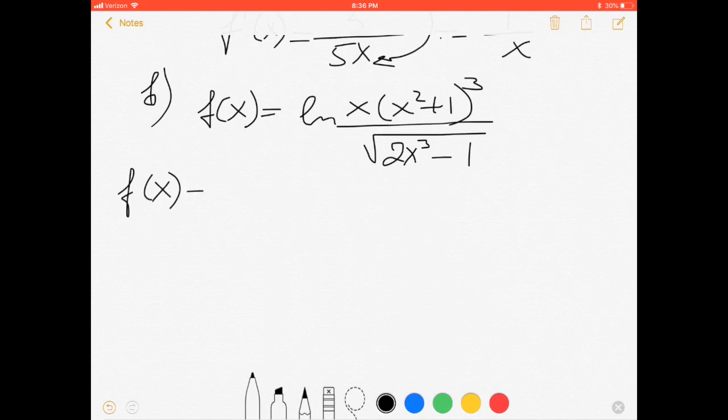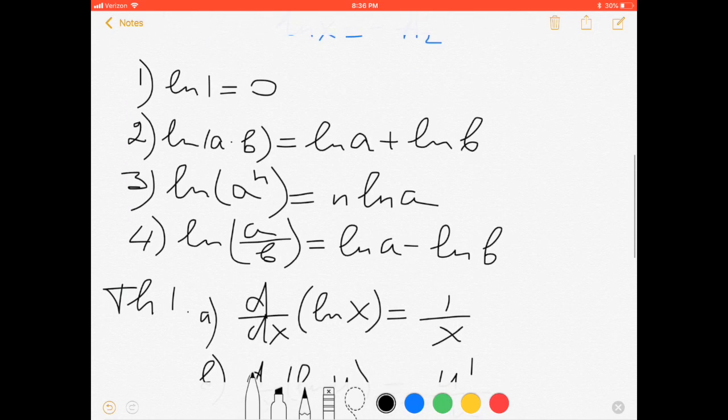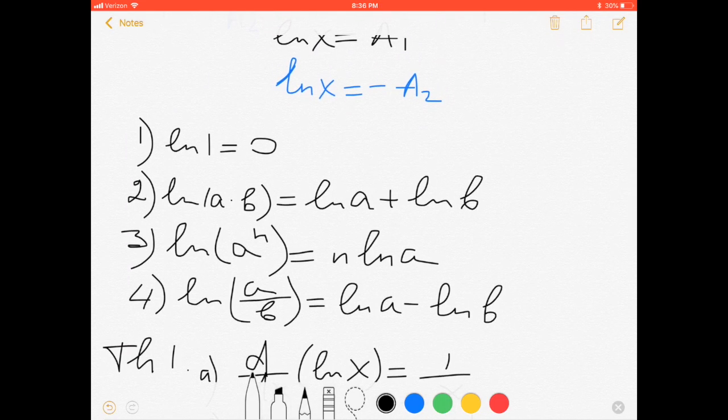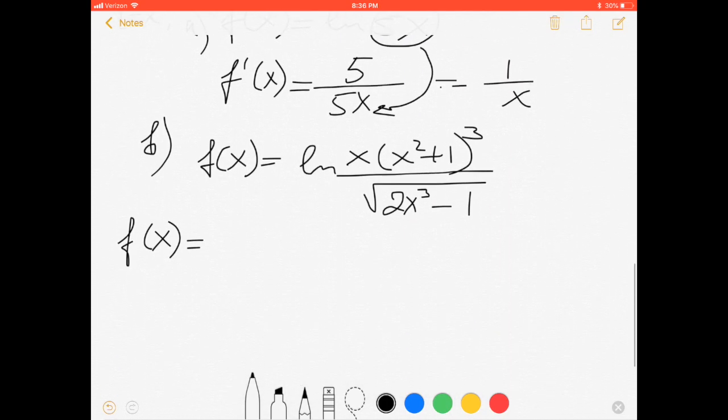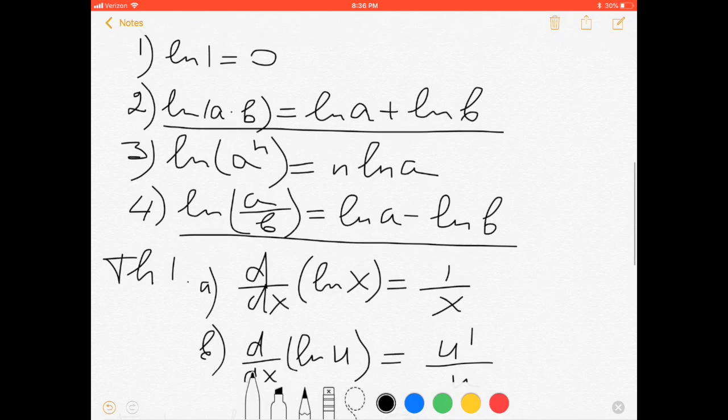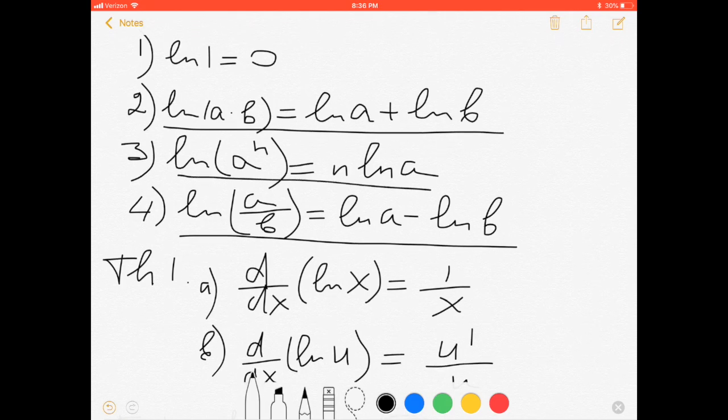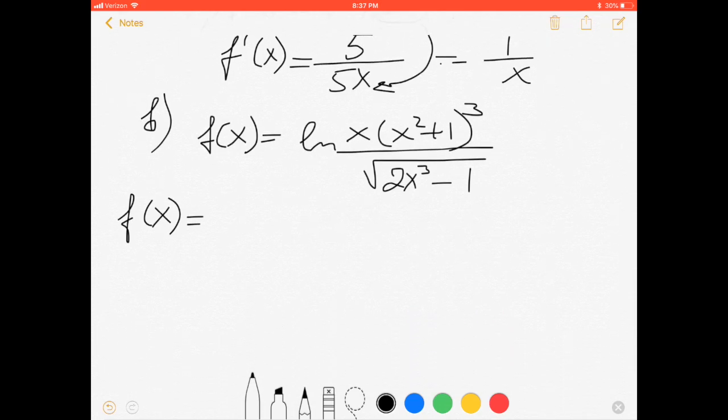What we're doing here is first simplifying my function. As you remember, the logarithm of a product is a sum of logarithms, and the logarithm of a fraction is a difference of logarithms. Remember these two formulas. If you have an n power there, we can use that and rewrite. Here we have natural logarithm of x plus 3 times natural logarithm of x squared plus 1, and minus 1/2.